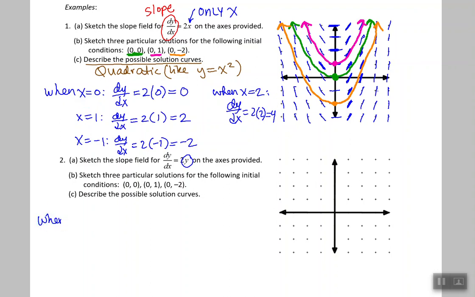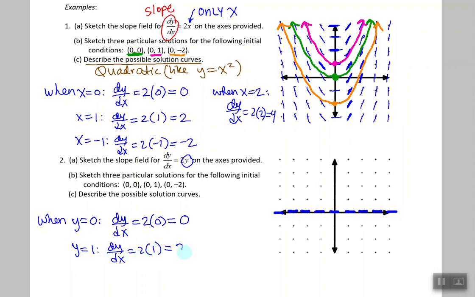So I'm going to think about when y equals 0, what's the slope going to be? dy dx equals 2 times 0, which is 0. So now when I'm graphing my little line segments, it's everywhere that y is 0, which is here and here and here. All along the x-axis is where y is 0, so my slopes have to be 0. How about when y is 1? Then dy dx is 2 times 1, which is 2.